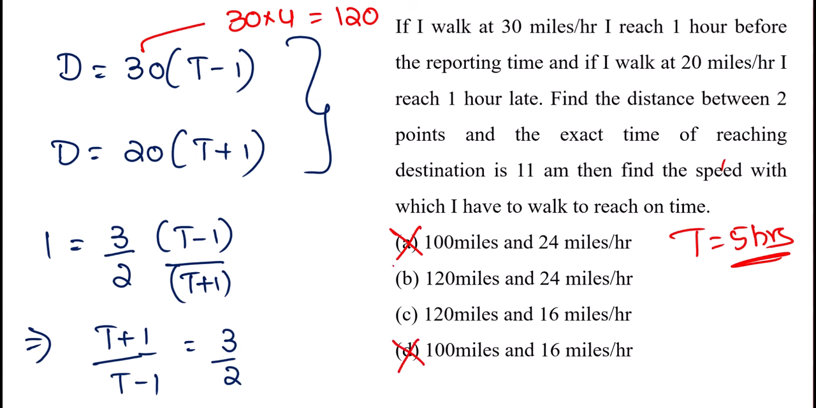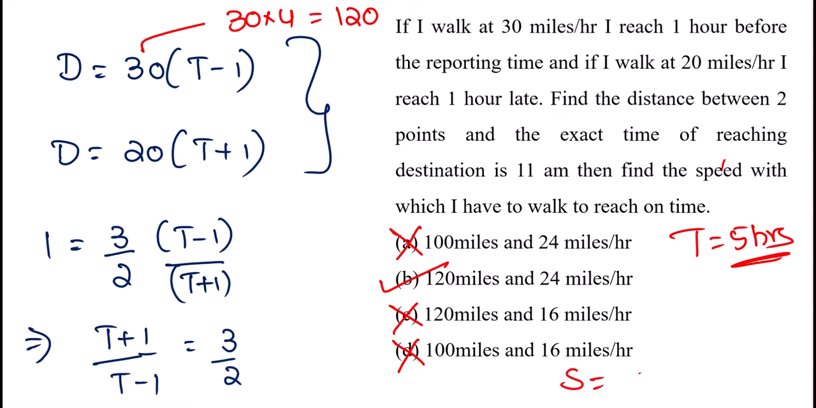Okay. And yeah, you can sense that 24 is the answer, because if you go with 30, you are early, 20 is late, 16 is still late. You want on time. That way you can sense and mark 24.